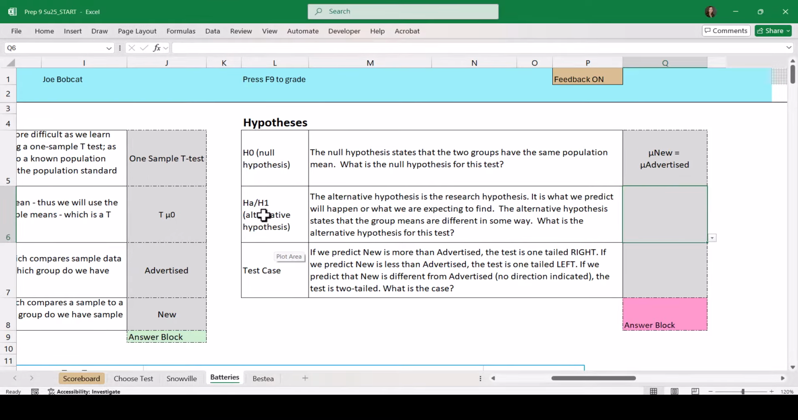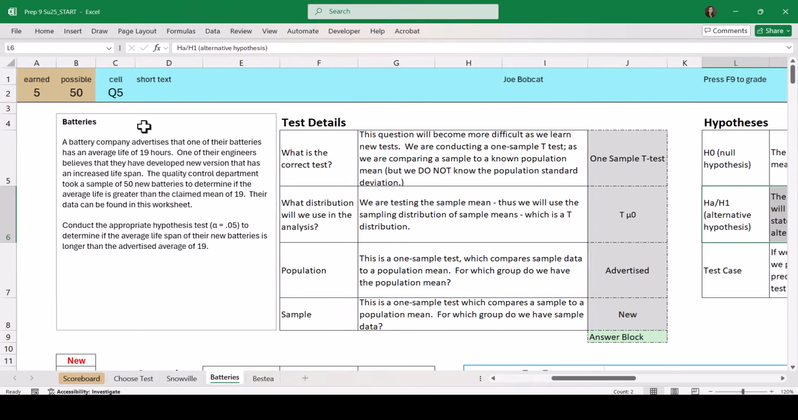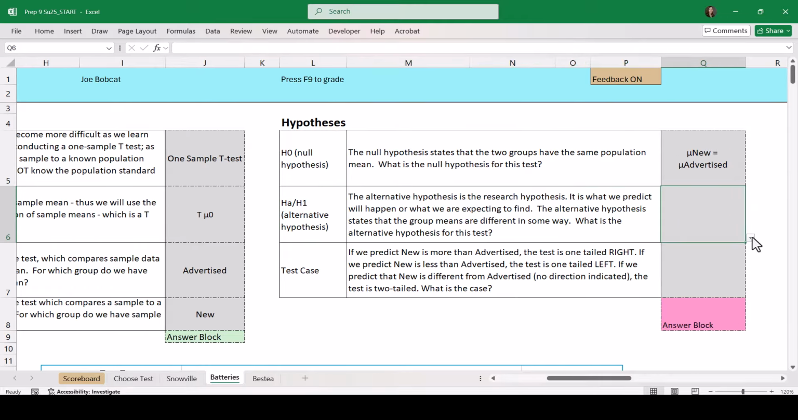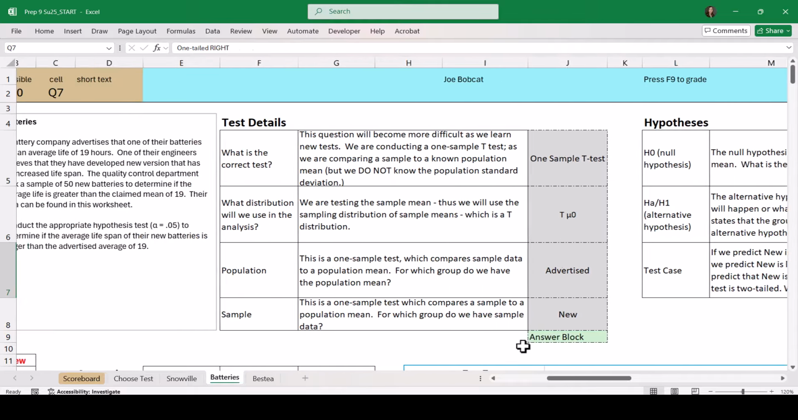The alternative or the research hypothesis is found in the research description. You can find it over here. We wanted to determine if the average lifespan of the new batteries is longer than 19 hours. So if it's greater than 19 hours, the advertised length, this makes it a one-tailed right. Again, anytime we predict that the sample group is going to be greater than the population mean, that's a one-tailed right.